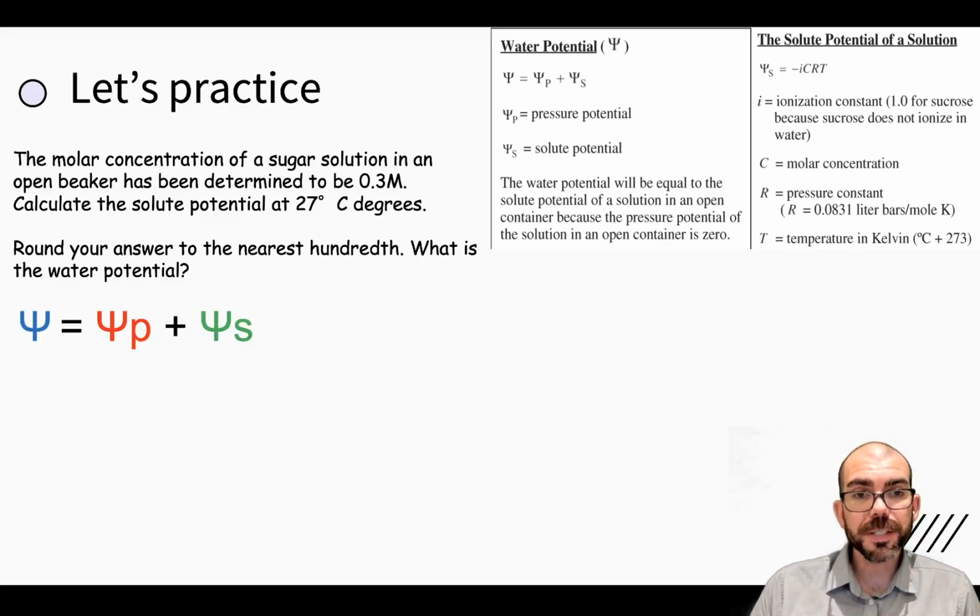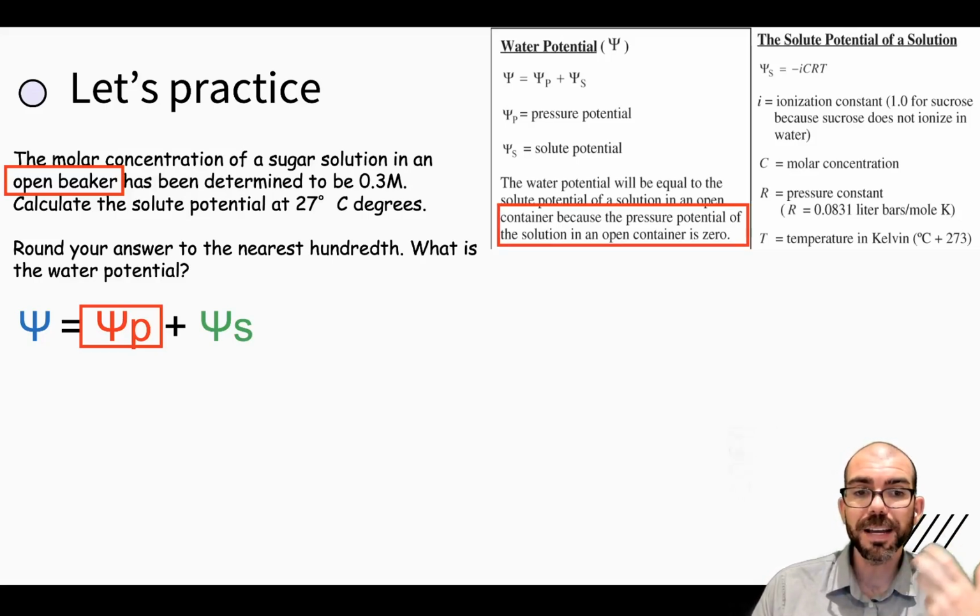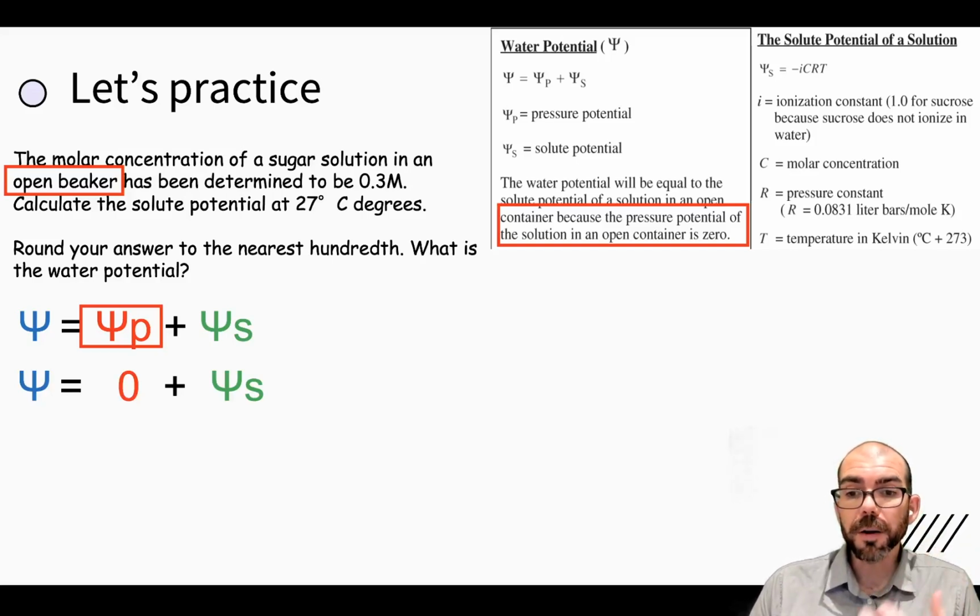Well, I know my water potential equation is water potential equals bar P plus bar S. So let's first figure out bar P, the pressure potential. The problem tells me it's in an open beaker, and my equation sheet tells me it is a pressure potential of 0 if it is an open solution or container. So now I know water potential equals 0 plus the solute potential. Let's find the solute potential.